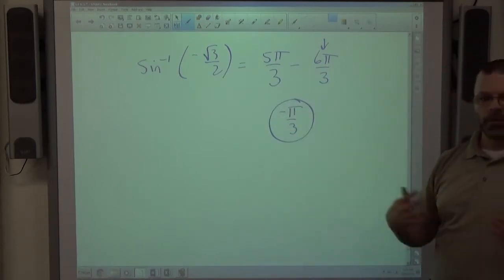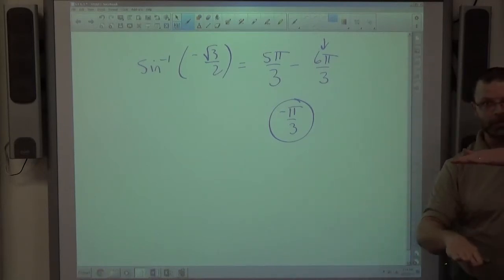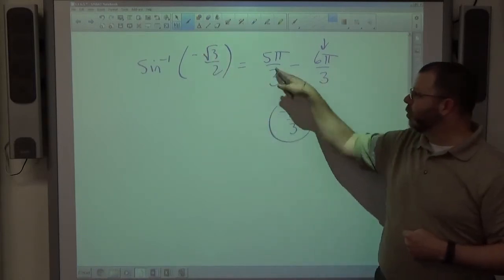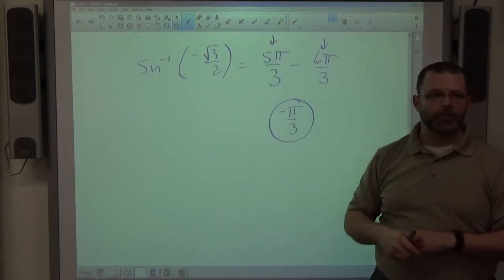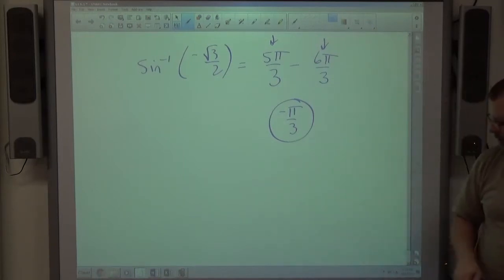Do the same with tangent, cotangent, whatever. So if you're one of those four where the answer is between negative pi over 2 and 0, and you know that because it's negative, find the fourth quadrant answer and then subtract 2 pi from it. That'll get you the negative angle version of that. That's what you're trying to do.